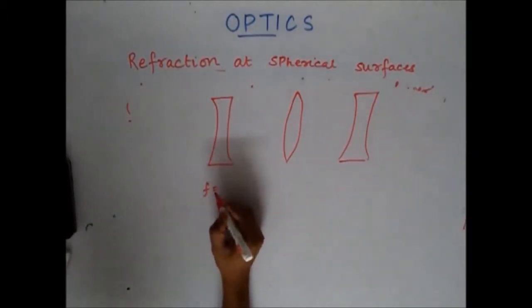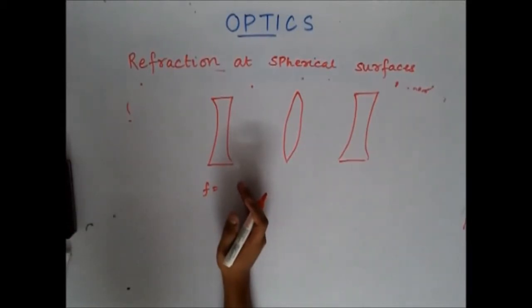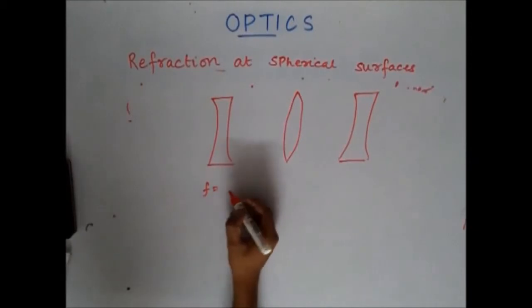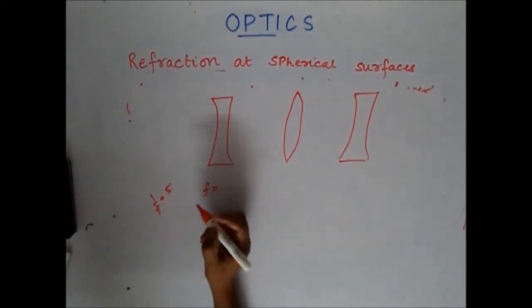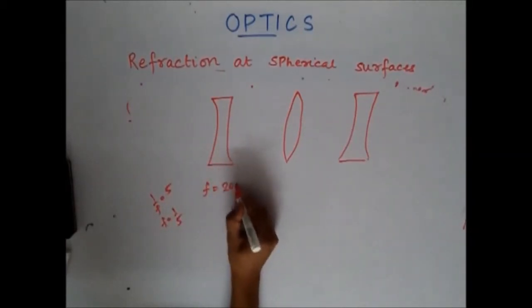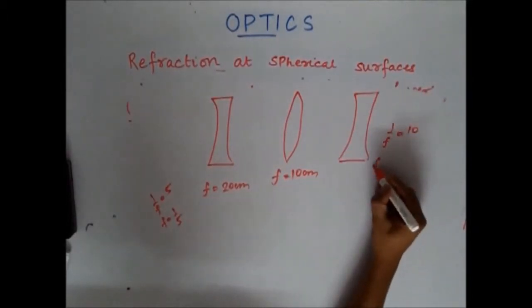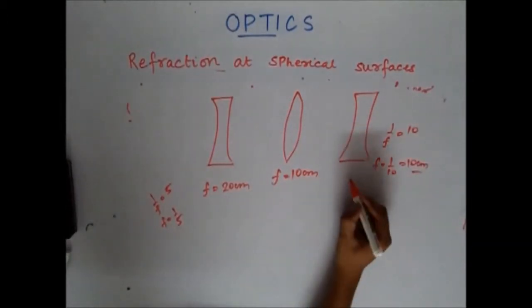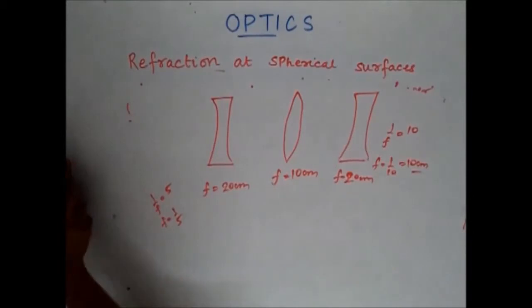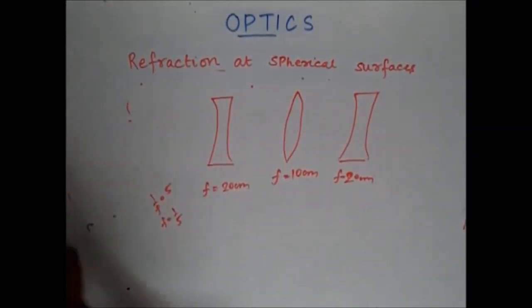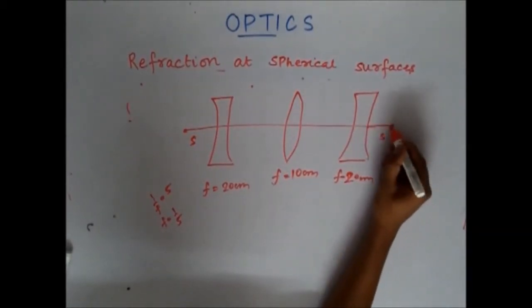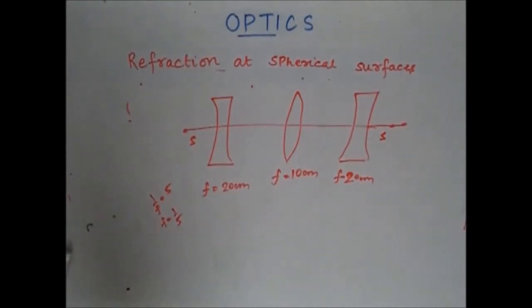The focal length of this biconcave lens is given as, the power is 5D, so the focal length is, 1 by f is power, so f is 1 by 5 meter, in centimeter it is 20 centimeter. The focal length of this will be 10 centimeter, again using the same formula, 1 by f is equal to 10, so f is 1 by 10 meter or 10 centimeter. So this has a focal length of 20 centimeter again. Okay, now the question says that an object is placed at a distance S from the first biconcave lens, and the image is formed at a distance S from the second biconcave lens. So it has been asked to find the value of S.